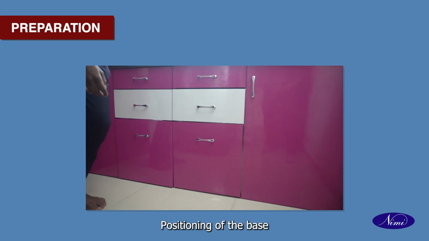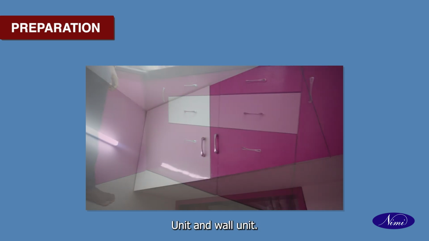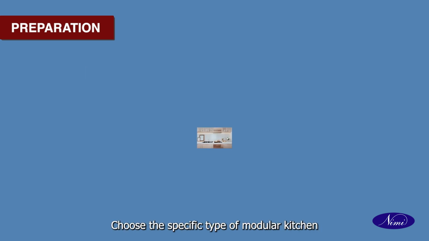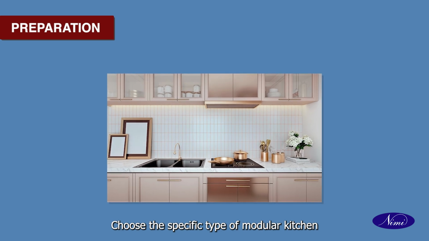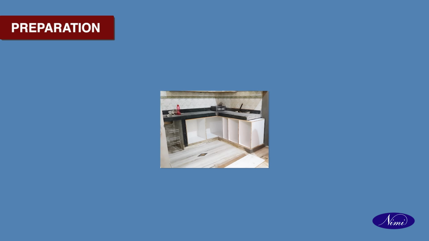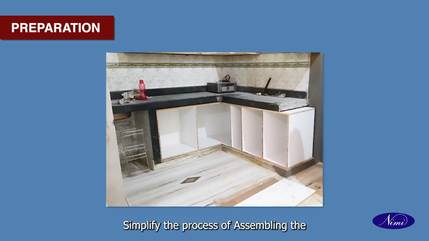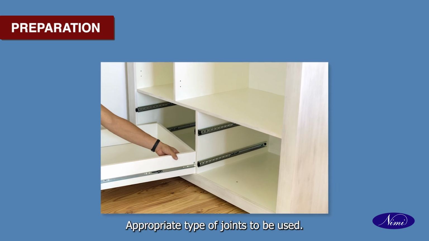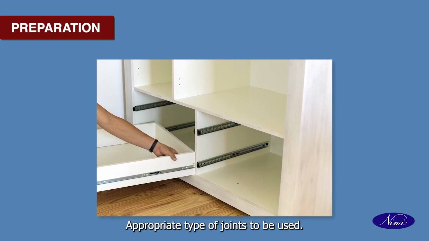Clearly comprehend the positioning of the base unit and wall unit. Choose the specific type of modular kitchen that suits your requirements. Simplify the process of assembling the modular kitchen cabinet. Determine the appropriate type of joints to be used.